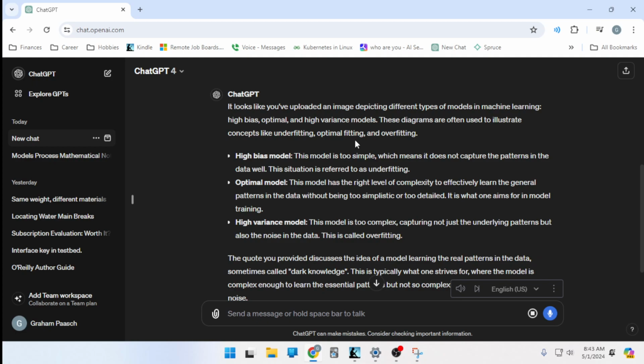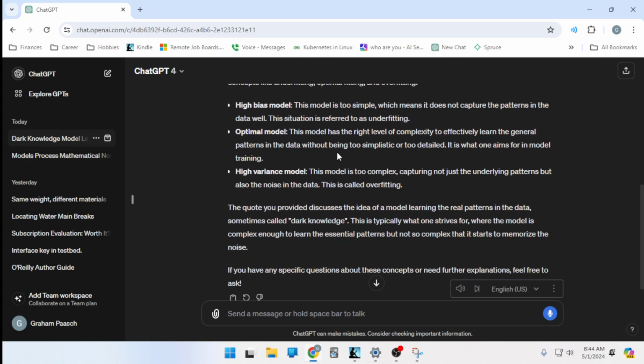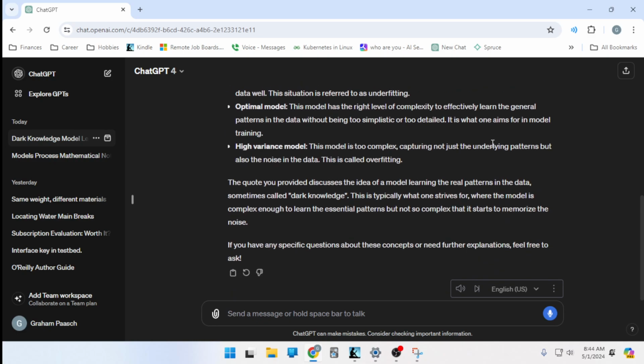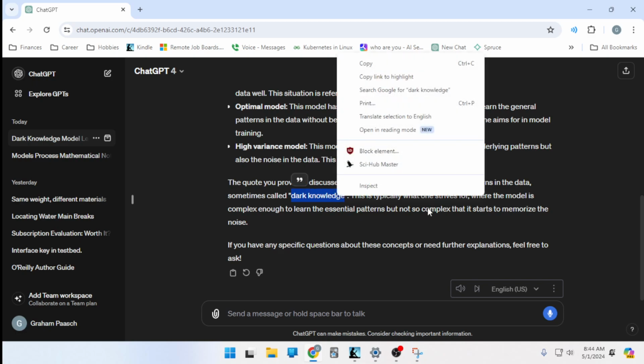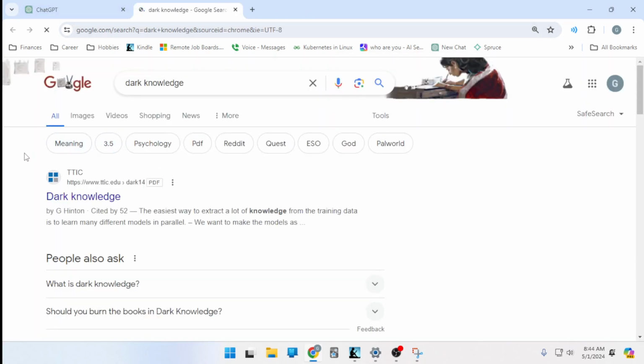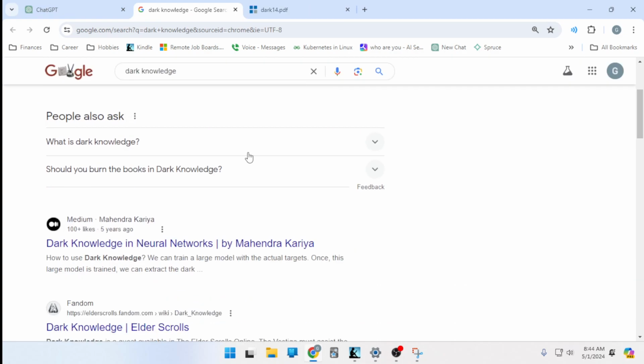Optimal model. This model has the right level of complexity to effectively learn the general patterns in the data without being too simplistic or too detailed. This is what one aims for in model training. High variance model. This model is too complex, capturing not just the underlying patterns but also noise in the data. This is called overfitting. The code you provided discusses the idea of a model learning the real patterns in the data, sometimes called dark knowledge. This is typically what one strives for, where the model is complex enough to learn the essential patterns but not so complex that it starts to memorize noise. If you have any specific questions about these concepts or need further explanations, feel free to ask.